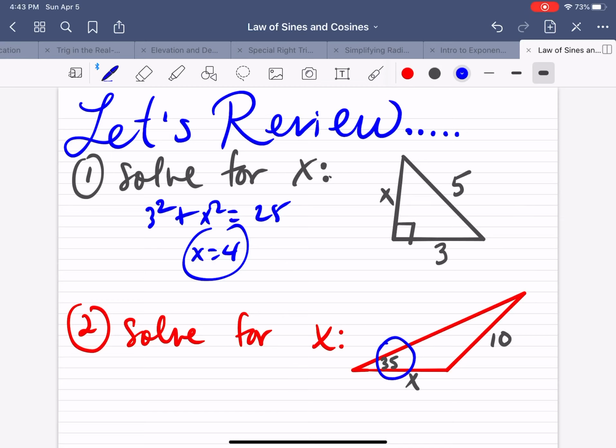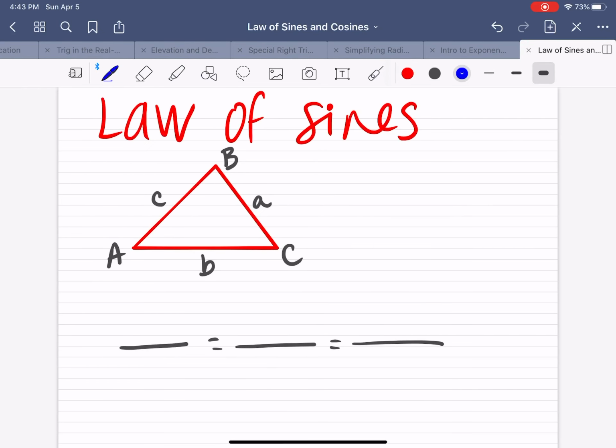So that's where the new lesson comes in: finding the missing sides or angles for triangles that are not 90-degree angles or right triangles. So let's start with the law of sines. The law of sines states the following. First of all, let's go back to our triangle. Remember that the uppercase represents angles and the lowercase represents the sides, the sides across from that angle.